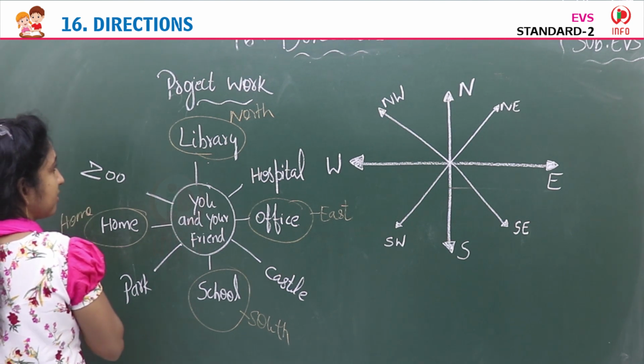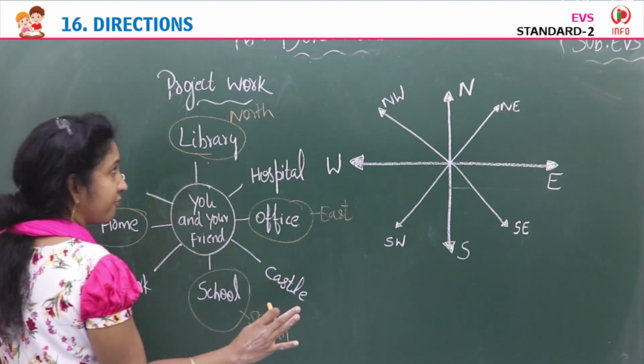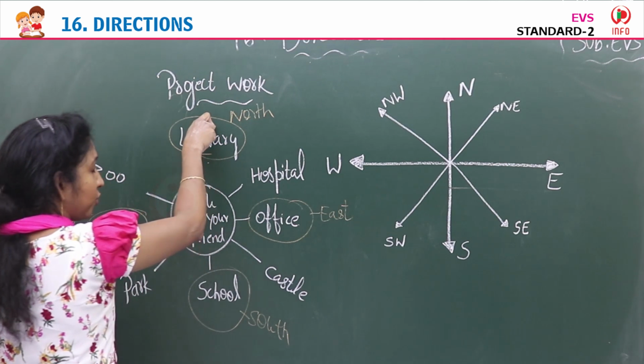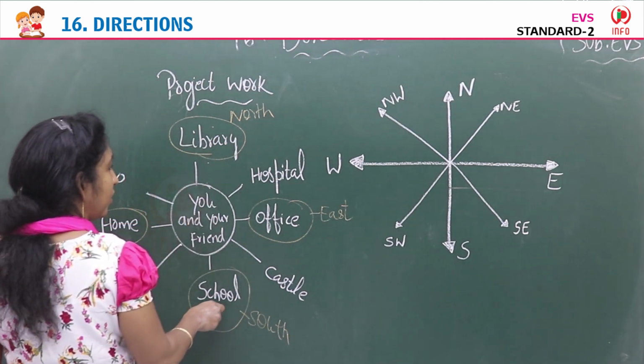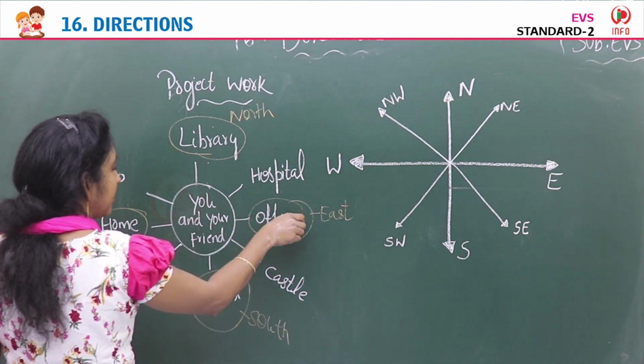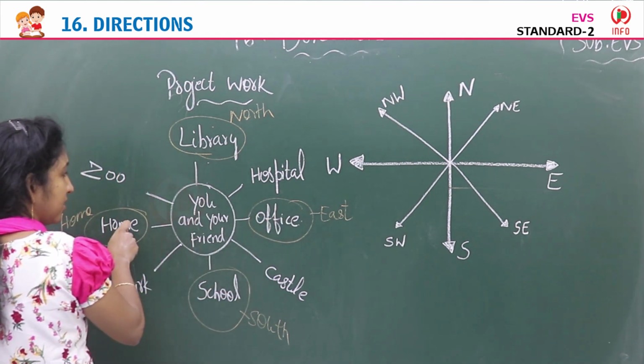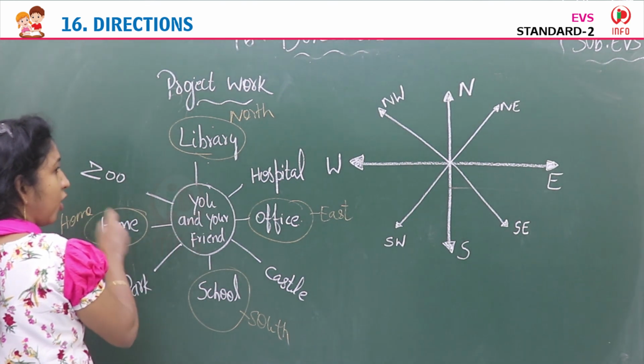So the four main directions are finished. North of you and your friend is the library. South of you and your friend is the school. East of you and your friend is the office. And west of you and your friend is home.